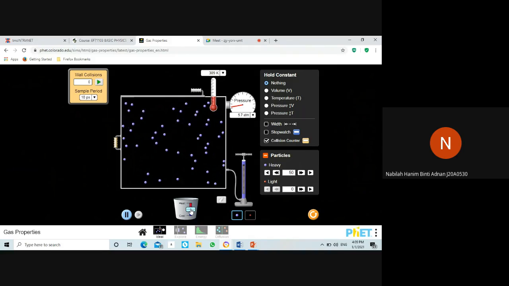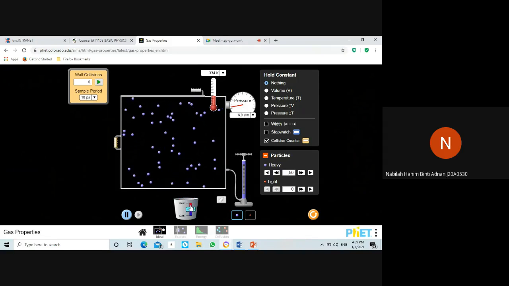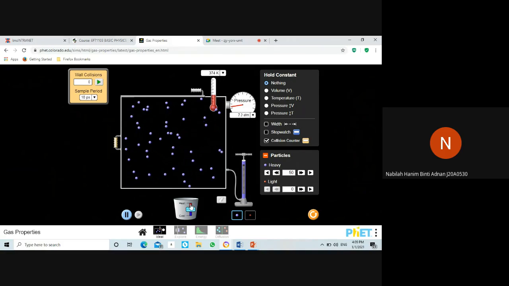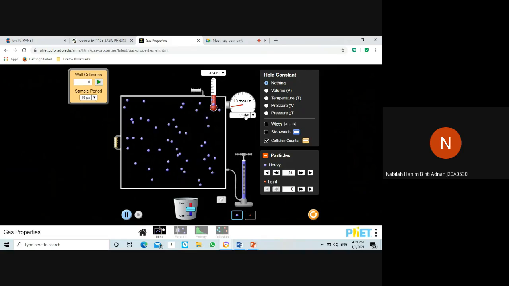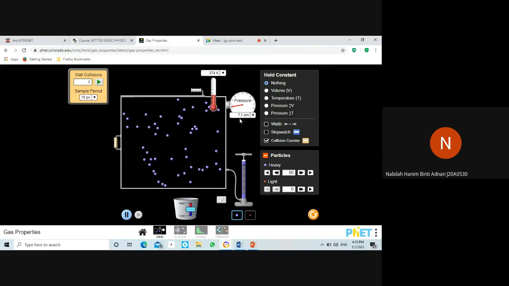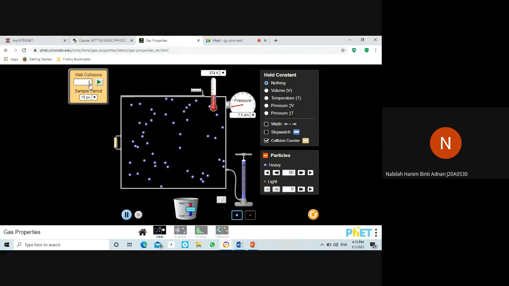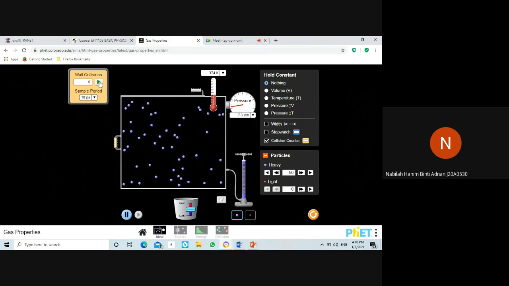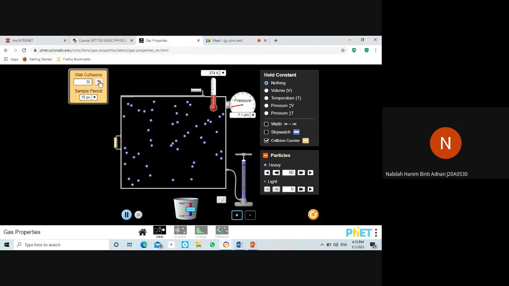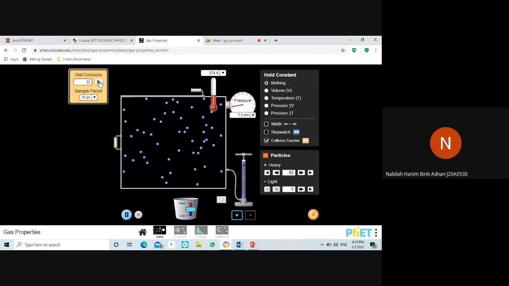Now I'm going to increase the temperature to, let's say, 374 Kelvin, and let's see the highest pressure it can reach. The highest one is 7.7 atm. Now we see how many particles hit the wall. The number of particles that hit the wall is 32.